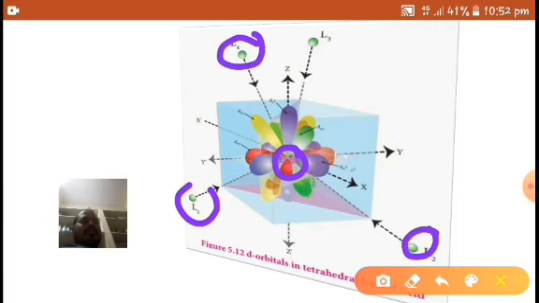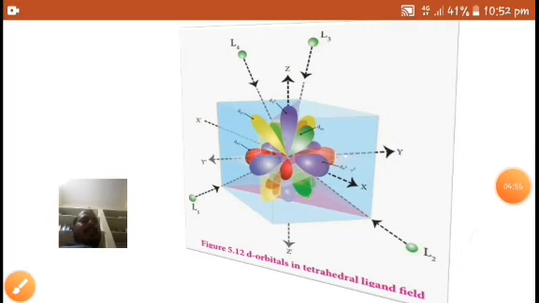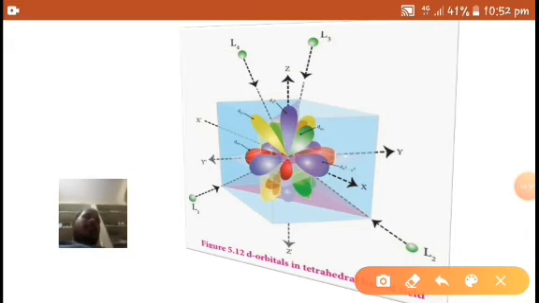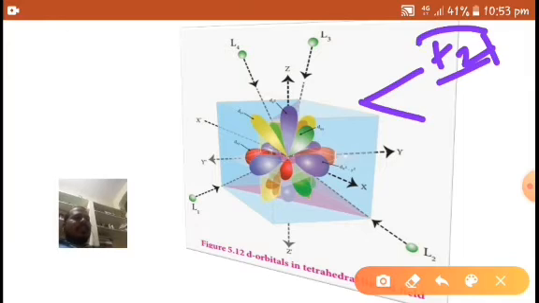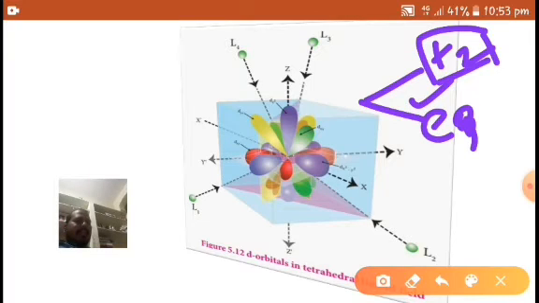So here ligands are approaching the metal ion between the axes. The orbitals which lie between the axes will have their energy increased. So t2g orbital energy will be increased because they lie between the axes, and eg orbital energy will be decreased because they lie along the axis.